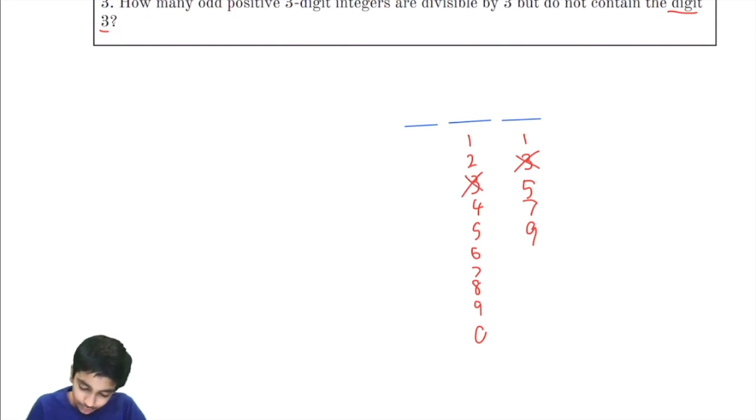And then we also have, for this first digit here, anything except 0 this time. So you can only have 1, 2, 3, 4, 5, 6, 7, 8, 9. Of course, excluding the 3. I'm just crossing out the 3 to make it clear that we're not including the 3.